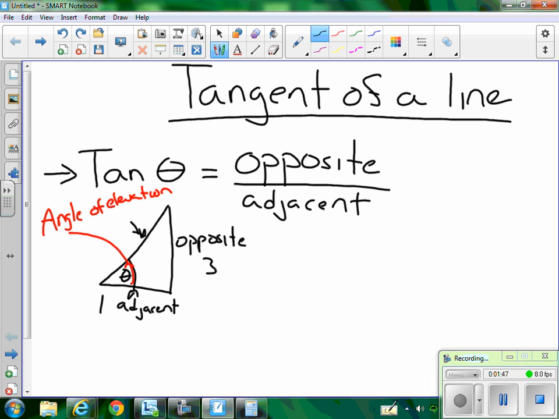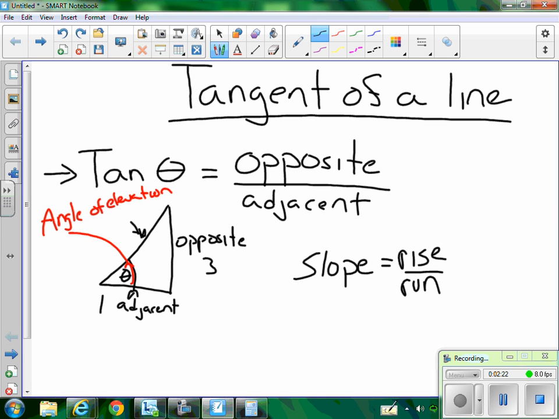One of the relationships I want to show you very quickly before we actually calculate the tangent is that slope, which is rise over run, is related to the tangent of the angle of elevation. I can calculate the angle of elevation if I am given the slope. So the tangent of the angle of elevation is equal to my slope.